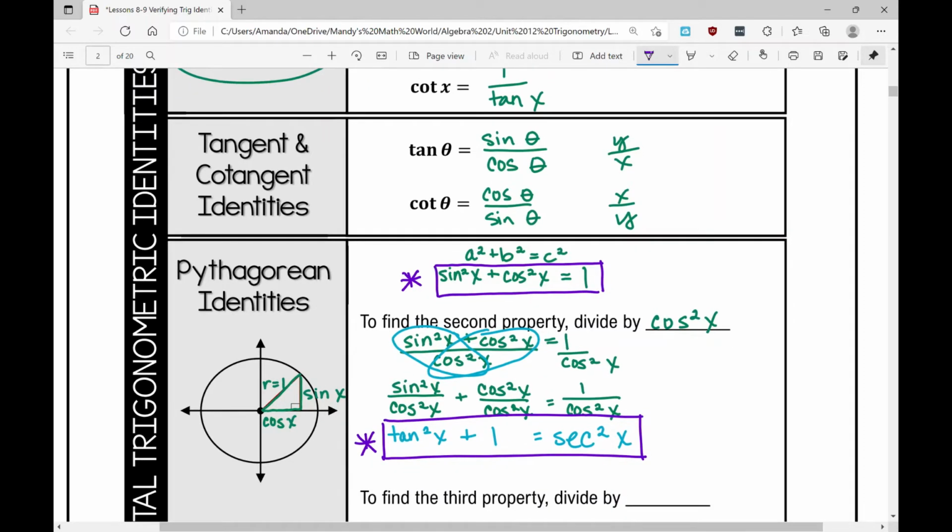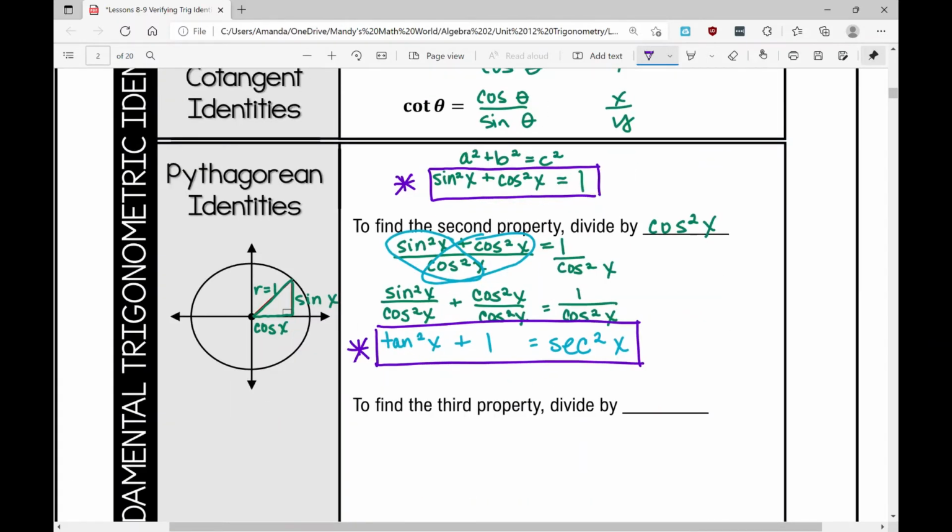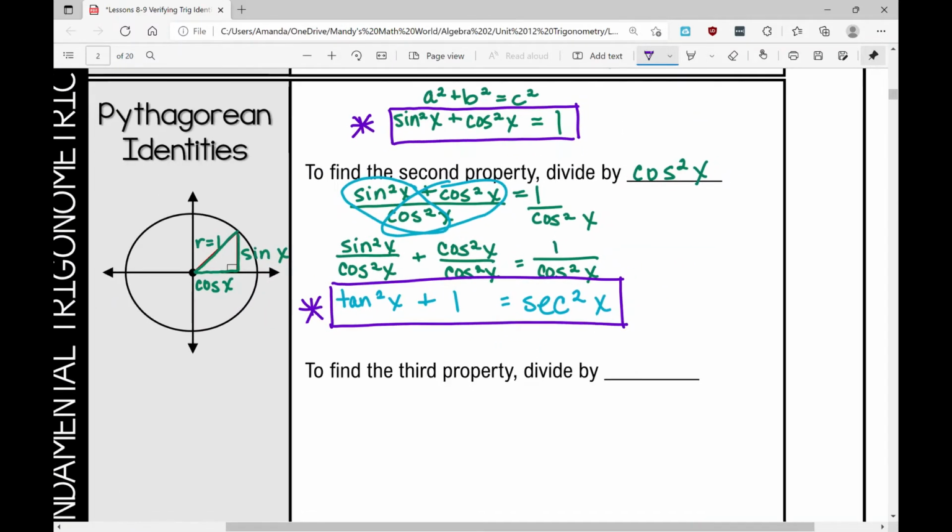What's on the left, and what does that mean? What's on the left side of the equal sign equals what's on the right side of the equal sign for any variable that I plug in, or any value that I plug in for the variable.